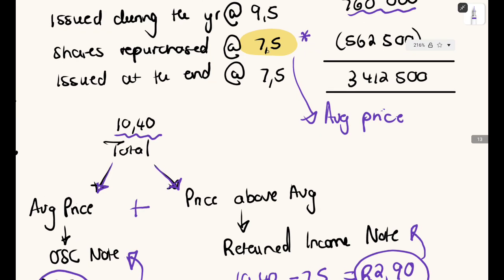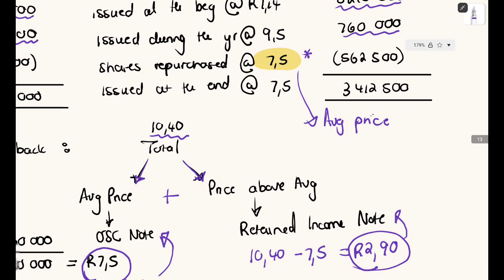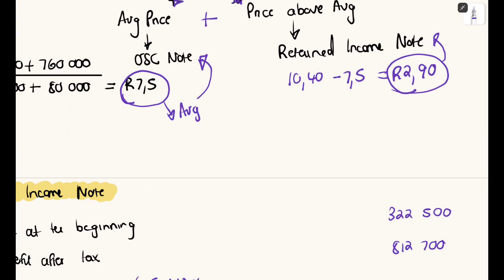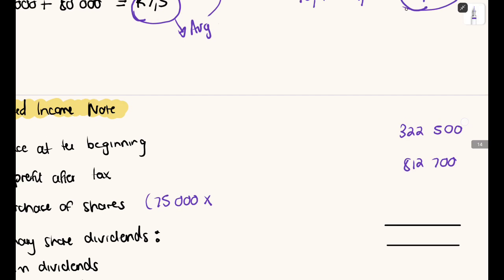It's taken to your ordinary share capital note, and then whatever is left over, which is the 2.90, will be taken to your retained income note. So this 2.90 is what we take to our retained income note. So there, those 75,000 shares times 2.90.